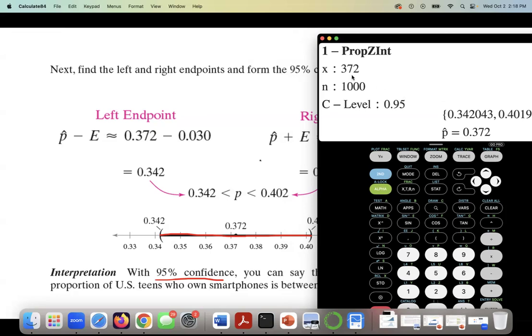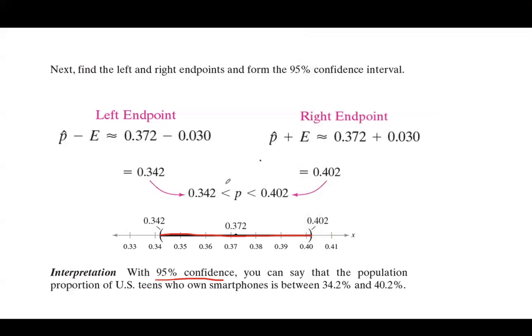So in this case, your X and N are given. In the next example, X is missing. So we're going to calculate X separately. Let us go back to our slides and take a look at the next example for you.